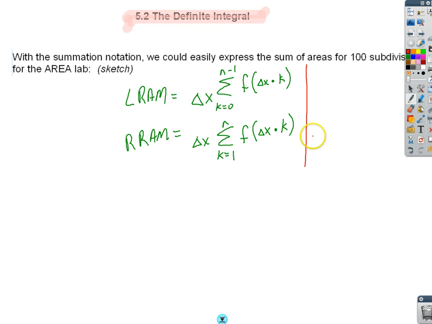So to do the actual problem, let's do the LRAM part. In order to do LRAM, I need to first find out what delta x is for 100 subdivisions. So again, I'm going from 2 minus 0, this time over 100, so it's 1 over 50. And I follow the formula for it. And this, again, is the same for any function. Okay? So it would be 1 over 50 sigma k equals 0 to 99 f of 1 over 50 k.